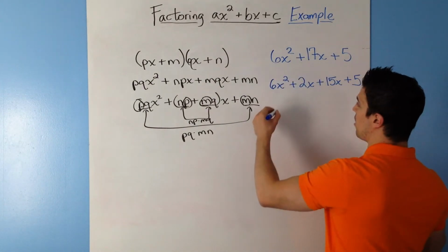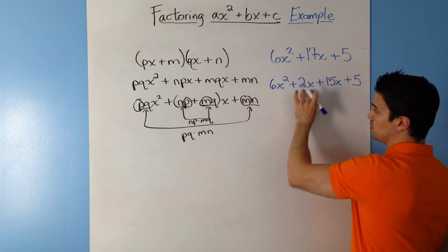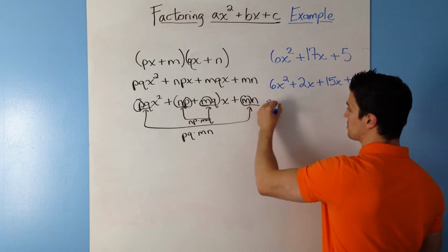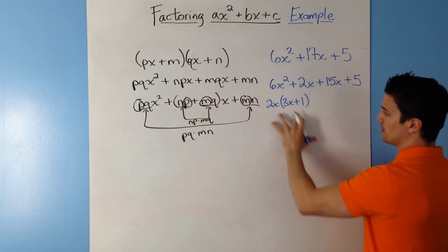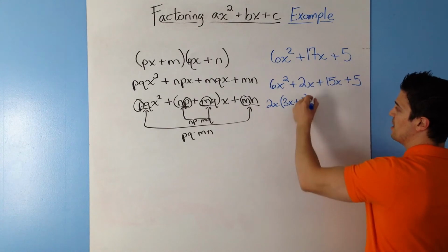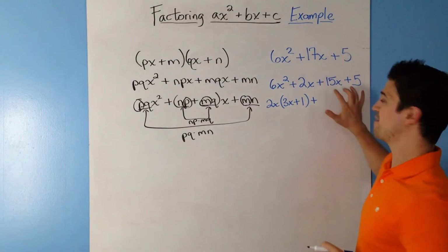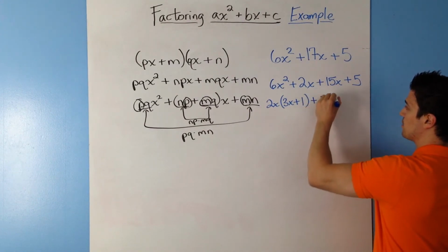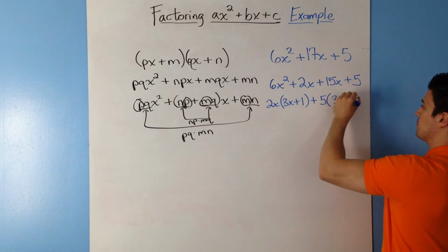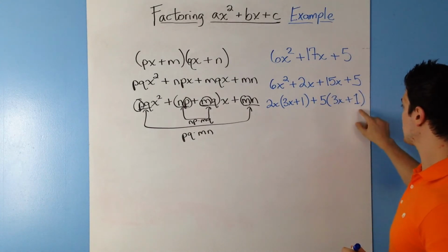From here, now I'm going to factor out the greatest common factor between the 6x and the 2x, which ends up being 2x. And you end up with 3x plus 1 in the factored form for these two right here. And then I'm going to add that to this part right here, but I'm going to factor out the greatest common factor here, which ends up being 5. So you end up with 3x plus 1. If you notice, we have the 3x plus 1 here and the 3x plus 1 here.